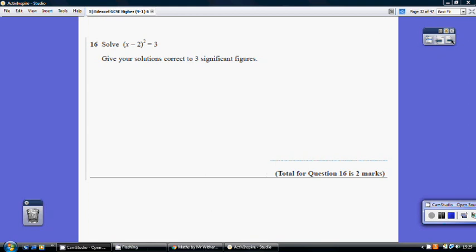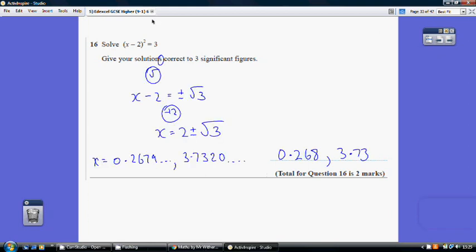Question 16. So there is actually quite a quick way of doing this. If you choose to square root both sides first of all, we get x minus 2 being plus or minus the square root of 3. Remember, there's two solutions to the square root of 3, because there are two numbers that when you multiply it by itself gives you 3. It's plus root 3, but also minus root 3.